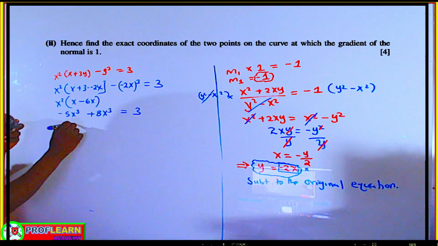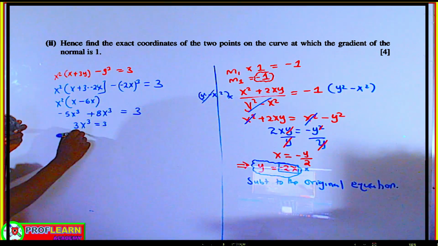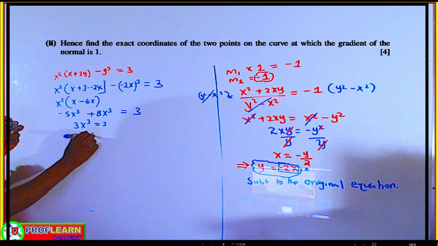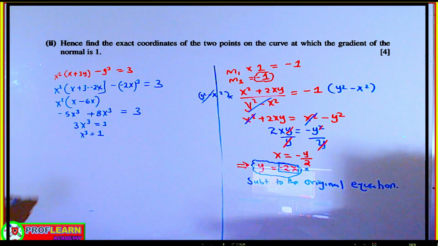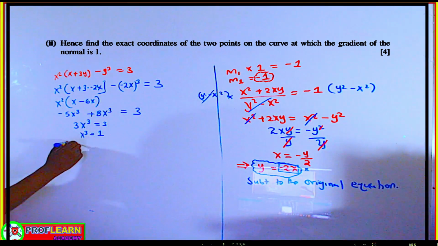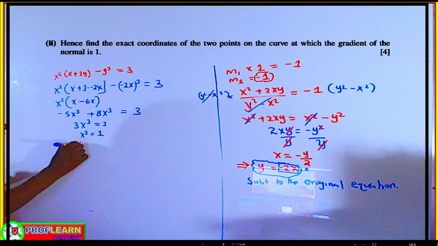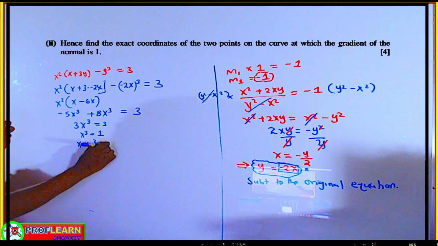If we work this out, we get 3x cubed equals 3, and that means x cubed is going to be equal to 1. Since we are finding 2 points, I can say this equation can have three solutions. So I can say this can be written as x into (x squared) equals 1.